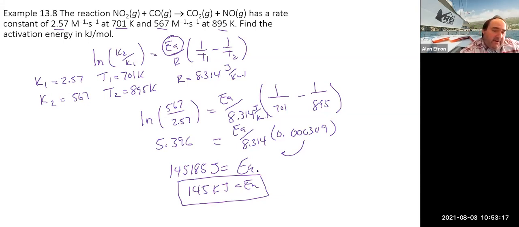And again, this is a very common way to calculate based off of 2 pieces of information. Any questions on that?